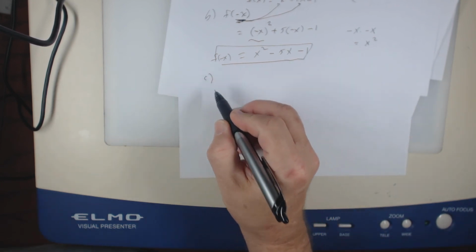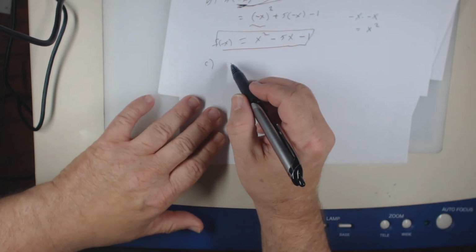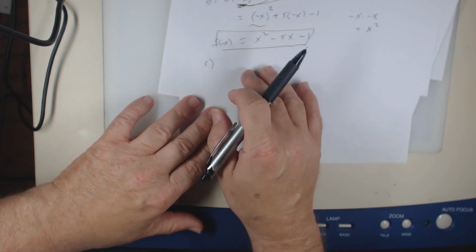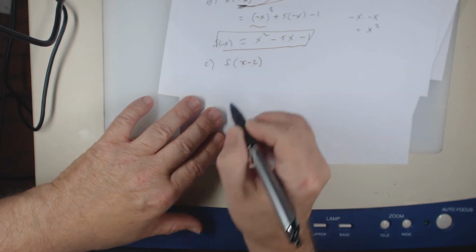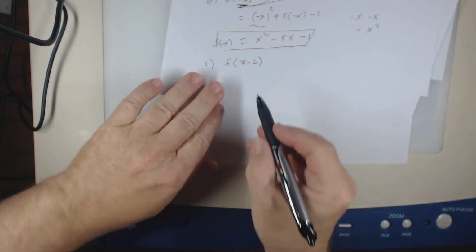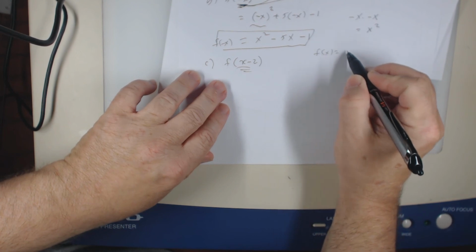All right, C. Okay, and we're not going to have time to do C, so I'm going to do this part next time, but I want to show you what we're going to do. We're going to say f of x minus 2. So this time, wherever I see the variable x, I'm going to plug in x minus 2.